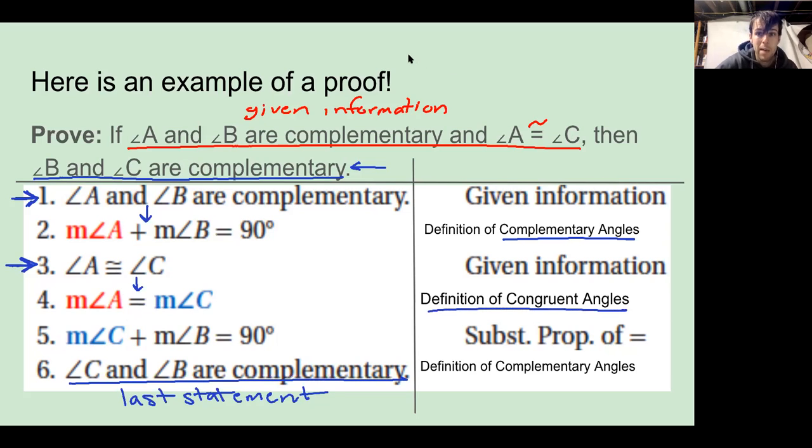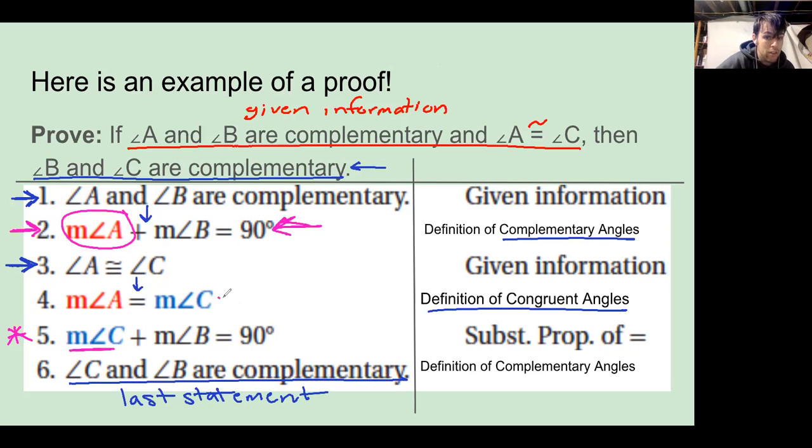Then, and this step right here, this is kind of the key to this particular proof. And a lot of proofs are going to have this. They're going to involve starting with an equation, some sort of an equation that we can set up, and then substituting in that equation. And that's what happened here. We took the measurement of angle A and we replaced it with the measurement of angle C using the substitution property of equality.